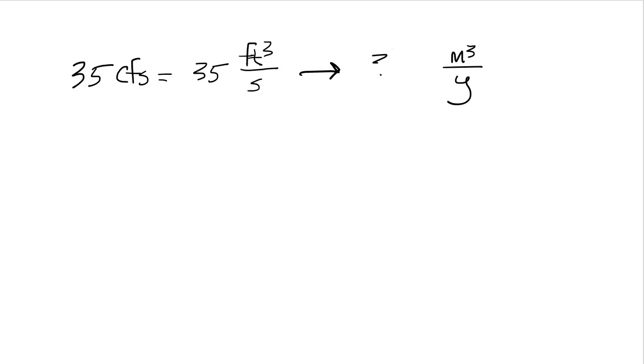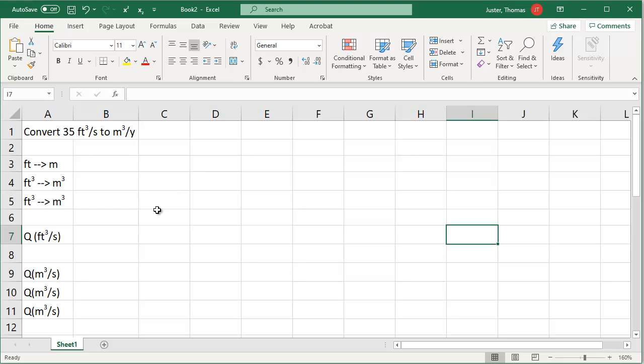We're given, say, a discharge Q in terms of cubic feet per second. So 35 cubic feet per second, and we want to convert that into the metric unit of cubic meters per year, meters cubed per year. So how do we do that in Excel? Let's go to Excel, and here it is. My task is to convert 35 cubic feet per second into cubic meters per year.